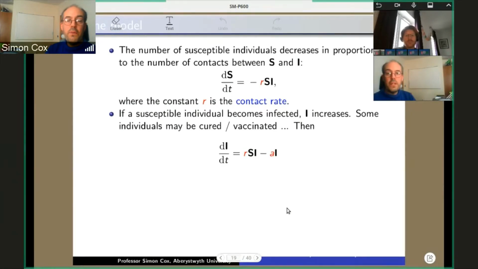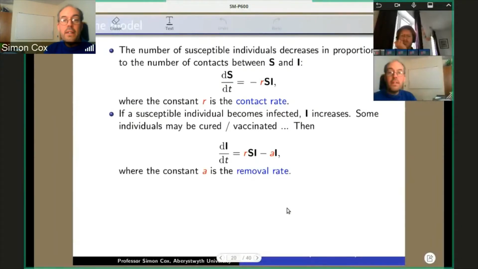And so if we're removing infected individuals from the population, that should be a negative sign, and it's proportional to I. The constant of proportionality is some constant A. And I call A the removal rate. So now we have two differential equations, and you can see that both of them depend on each other. I can't solve one of these two equations in isolation, because to solve the second one I need to know how S is changing, but to solve the first one I need to know how I is changing, because they appear on the right-hand sides.